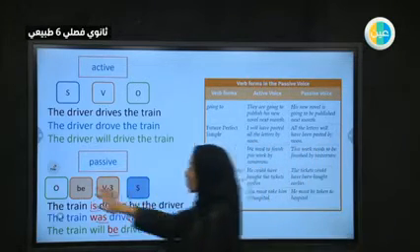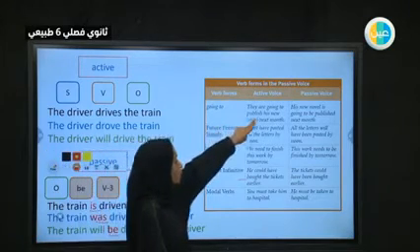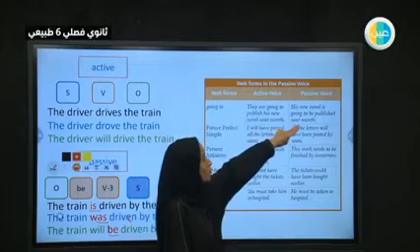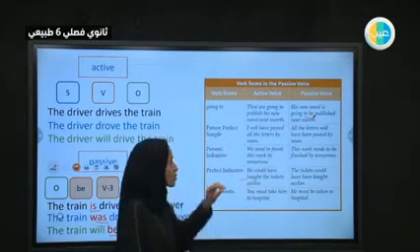Again, we have going to here. If we want to focus on going to, they are going to publish the new novel. The new novel is going to be published. You have to add something to the sentence.